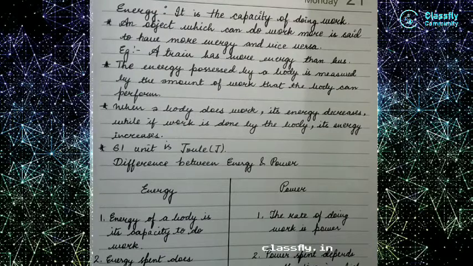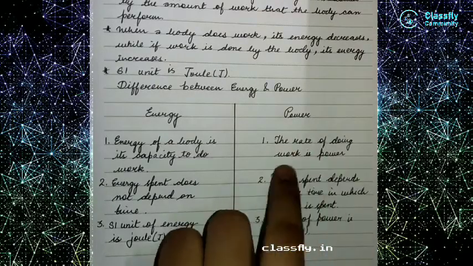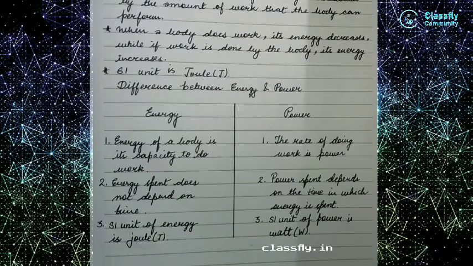Now see a small difference between energy and power. Energy of a body is the capacity to do work. That means the energy of a body depends only on how much work has been done. But power is the rate of doing work. That means power is the amount of work done with respect to the time taken. So energy does not depend on time.